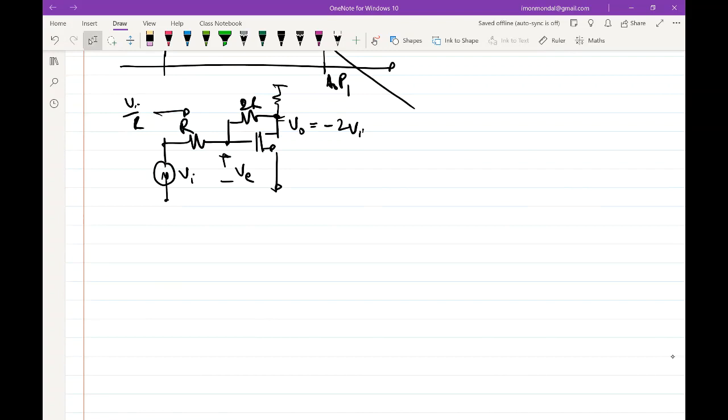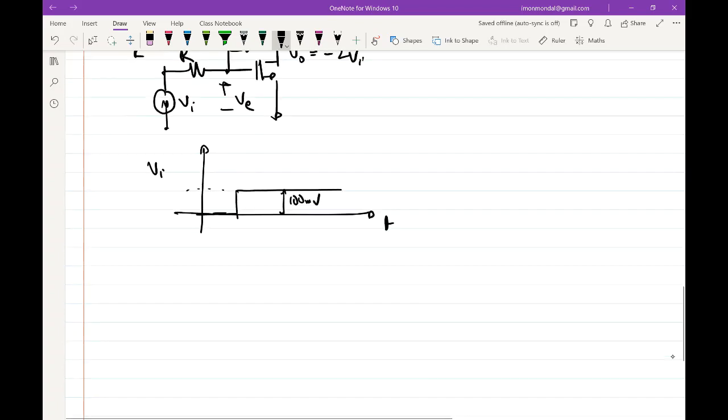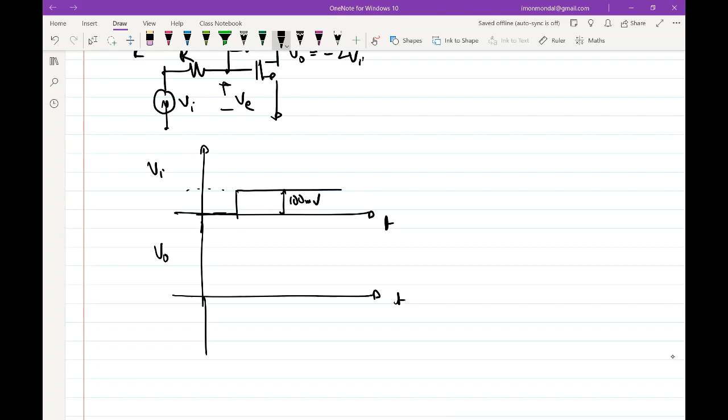So this becomes A0P1. Now, if I apply, let's say, a step input here, so let's say VI in time domain, I'm plotting in time domain now. So let's say VI is a step, maybe 100 millivolt step. So firstly, what do you expect V0 to be? These are all incremental, not total. VI is an incremental step of, let's say, 100 millivolt. What do you expect V0 to be, ideally? A step, or should it be anything else? Ideally.